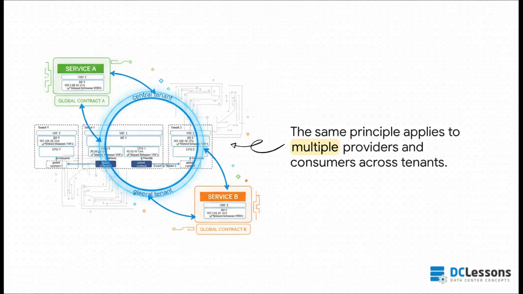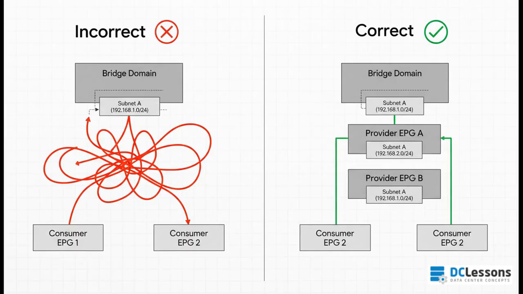But the exact same principles we just walked through apply. For every service you want to share, you just create a global contract and flag its subnet as shared. It's so clean, it's repeatable, and man, is it scalable. And this brings us back to a really critical best practice. Remember how I made a point about configuring the provider's subnet under the EPG, not the bridge domain? Well, this is exactly why.